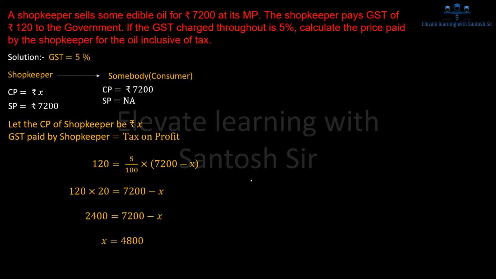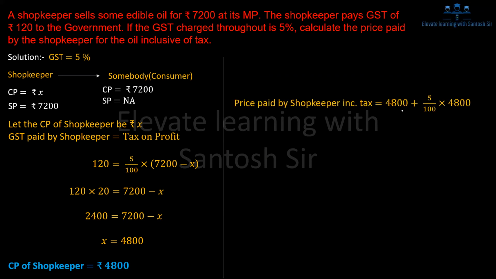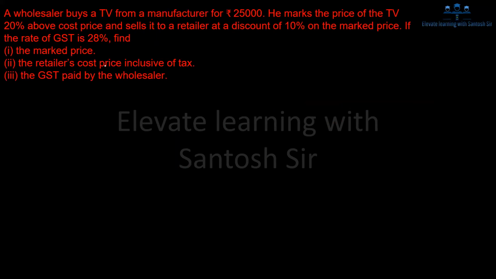Now, the question is asking us the price paid by the shopkeeper including tax. What we have found just now is the cost price of the shopkeeper. But when the shopkeeper went to purchase this, he must have paid tax also. So it will be 4,800 plus 5% of 4,800, which is nothing but 5,040 rupees. I hope you have understood the previous questions as well as these questions. Let us do one more.